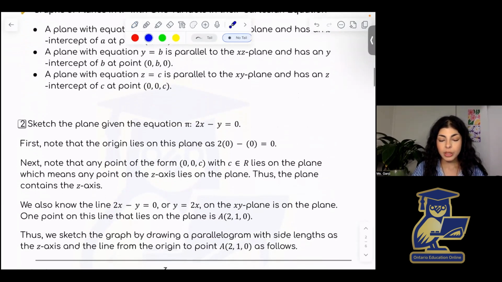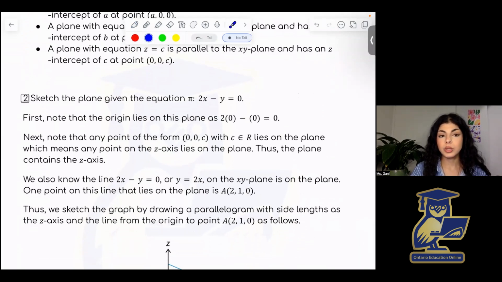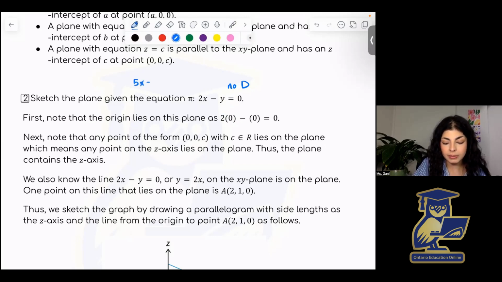Now, the second type of equation that you will see and be asked to sketch is when you have two variables defined. So here we have x and y, and so there's no z, and there's also no d component here as well. So that d scalar, we do not have a d here. The first thing we know, and this will work for any of these types of equations, so even if you have 5x minus half of z, or if you have square root of 3 times y, and then just minus z.